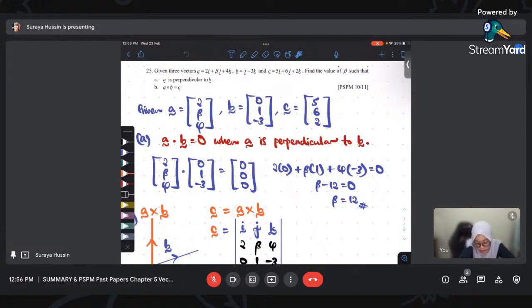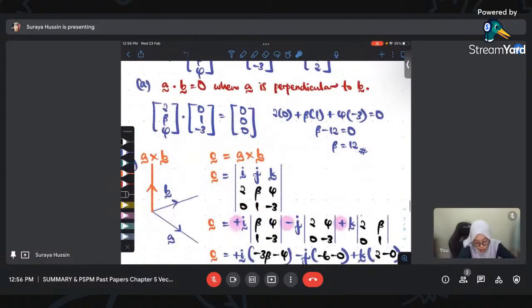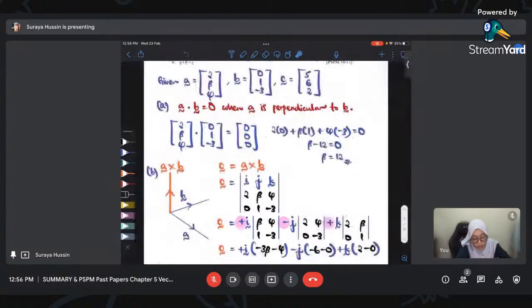25, saya pun tak payah explain panjang kot sebab lebih kurang sama saja. 25 is also the same. Kemungkinan besar kamu just tak tahu nak lukis ini je pada awalnya. Right? Agree tak apa saya cakap sekarang ni? Kekurangan kamu dalam vector product kemungkinan besar adalah cara nak melukis sahaja.